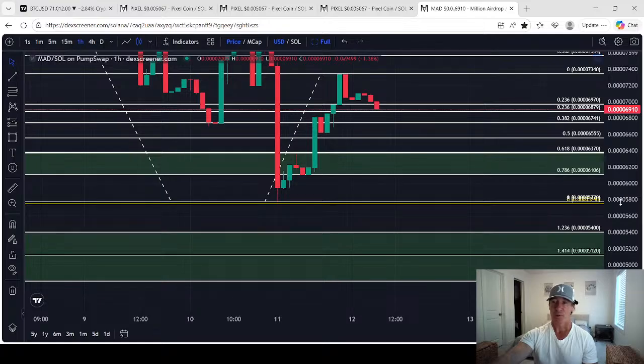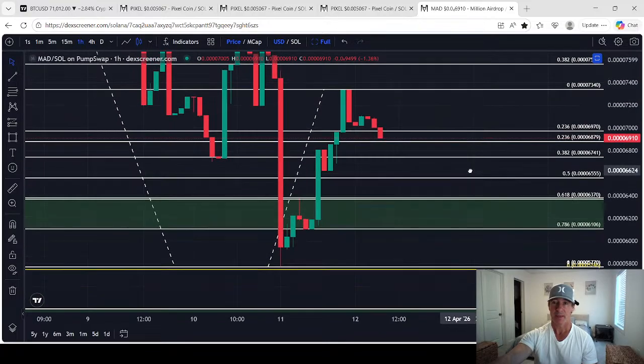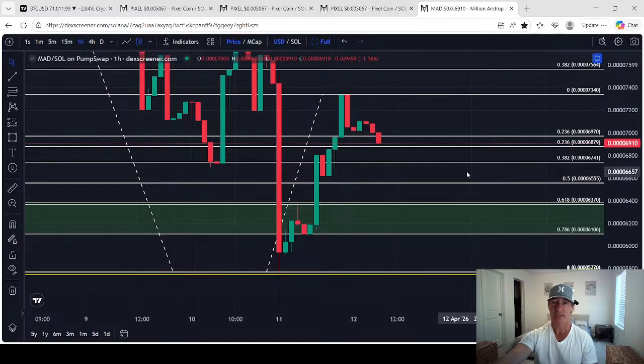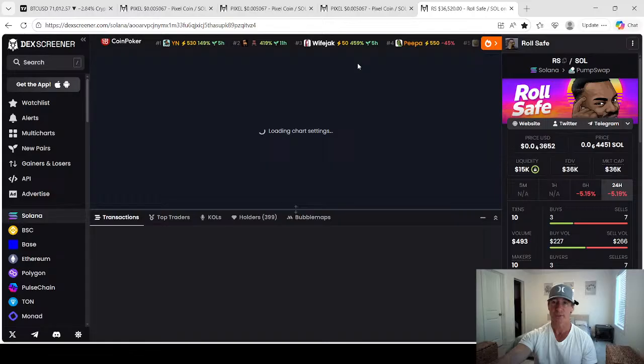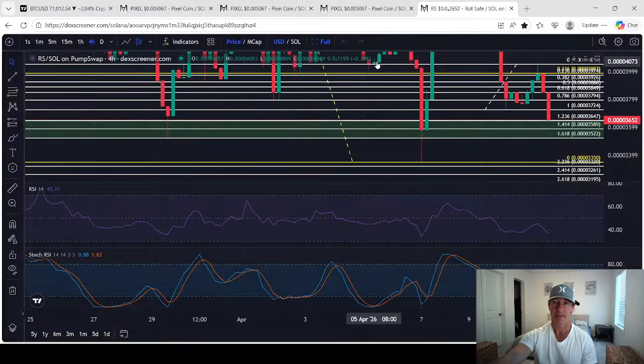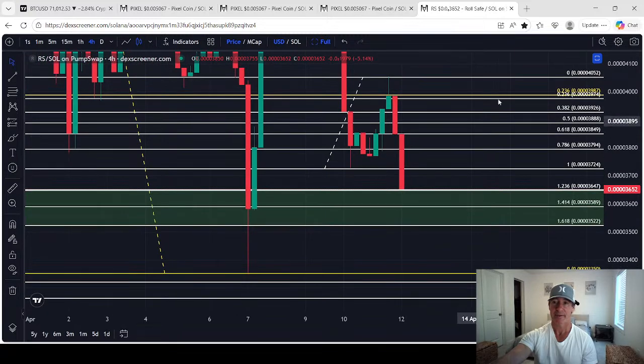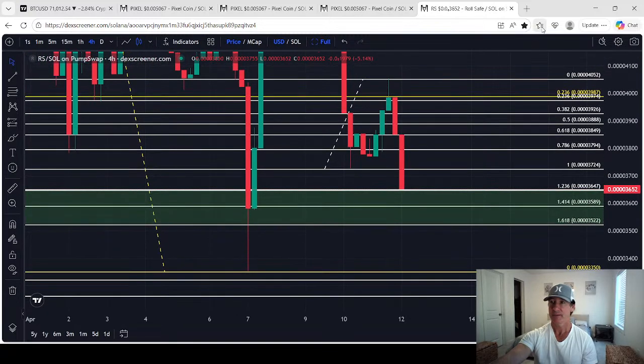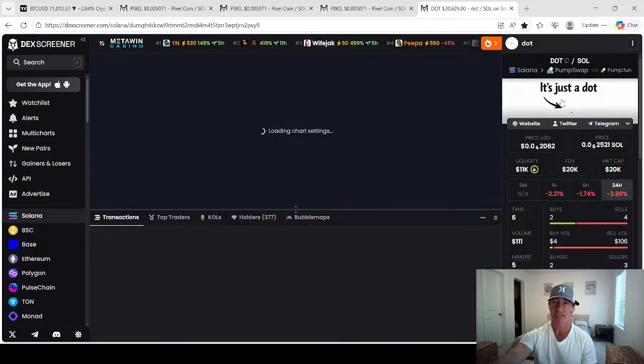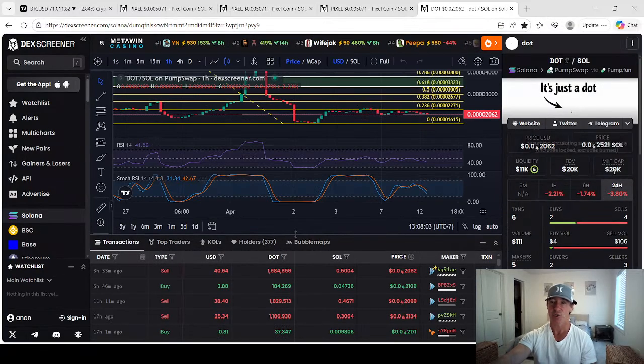So these are the levels we want to hold for the Mad Token $1 Million Challenge. Let's see if they hold. Let's go back to Roll Safe real quick. See how we're doing. Back to Roll Safe. Roll Safe. Still holding the same area. All right. We did middle fingered cat. Let's do Is Just a Dot. It is Is Just a Dot. It is a 20K market cap.